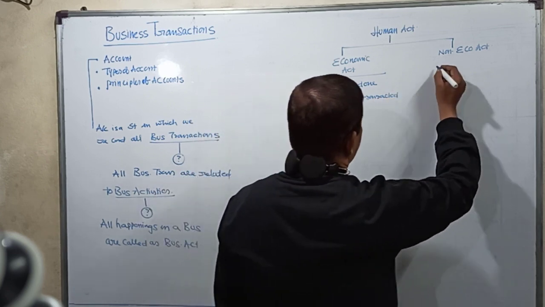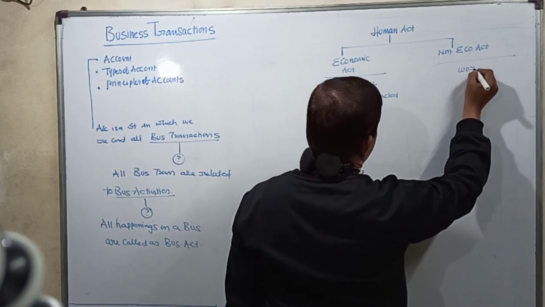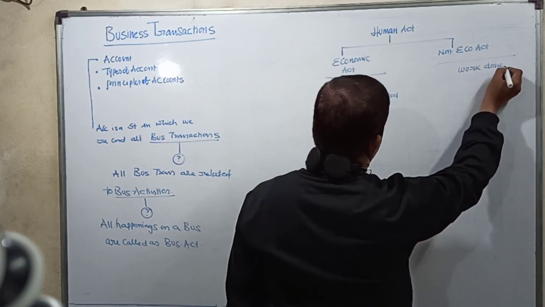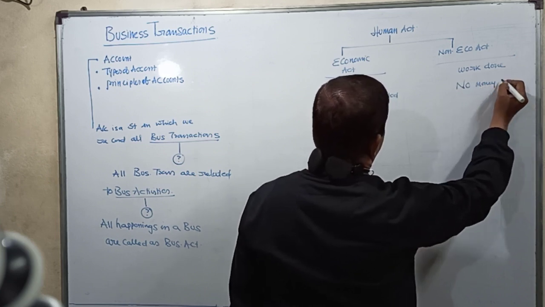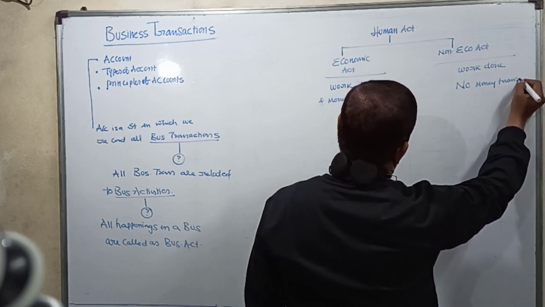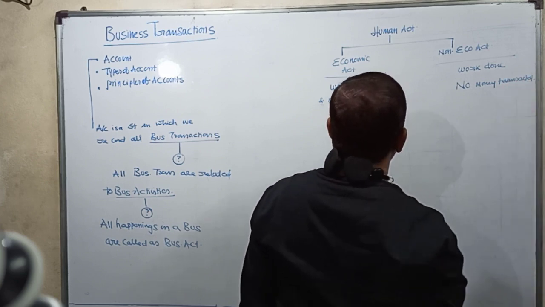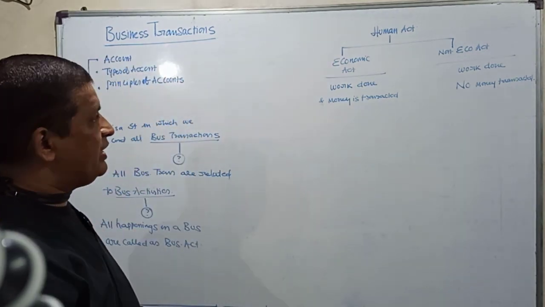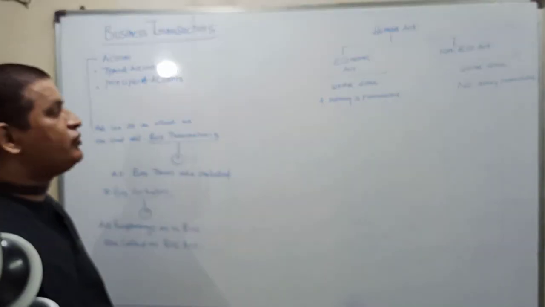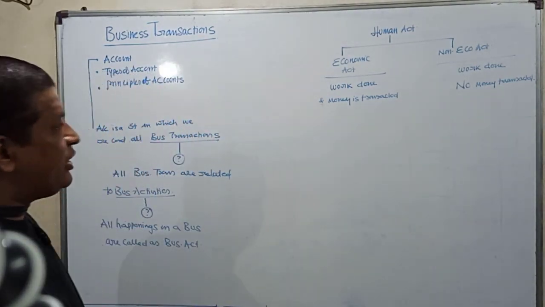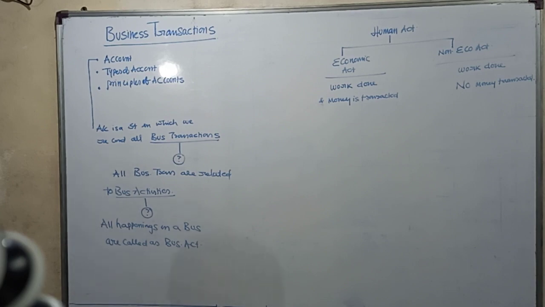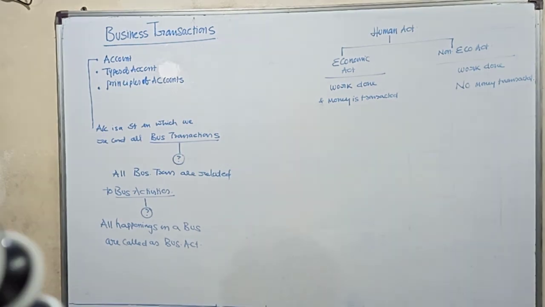So what is a non-economic activity? Here the work is done, but there is no money transacted. So when we look at human activities, whatever individuals do can be classified as economic activities and non-economic activities. Economic activities is work done and money transacted, whereas non-economic activities is work done but no money is transacted.